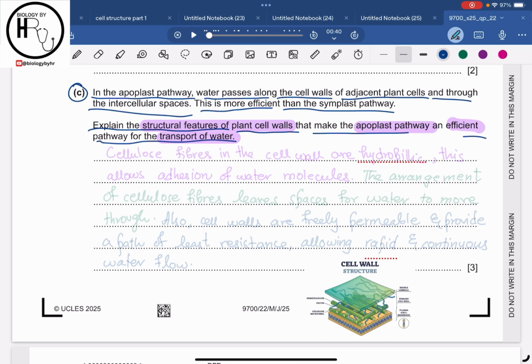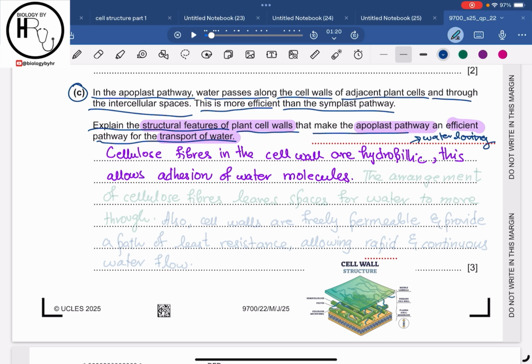So the first point we can raise over here and give in our answer is that the cellulose fibers in the cell wall are hydrophilic. We know that cell wall is made up of the cellulose, right? So cellulose fibers are hydrophilic in nature, which means that they are water loving in nature. Water loving means that the cellulose fibers are going to attract the water molecules. So this attraction will allow the adhesion of the water molecules with the cellulose fibers, and it will allow the smooth movement of water molecules through the cell wall.